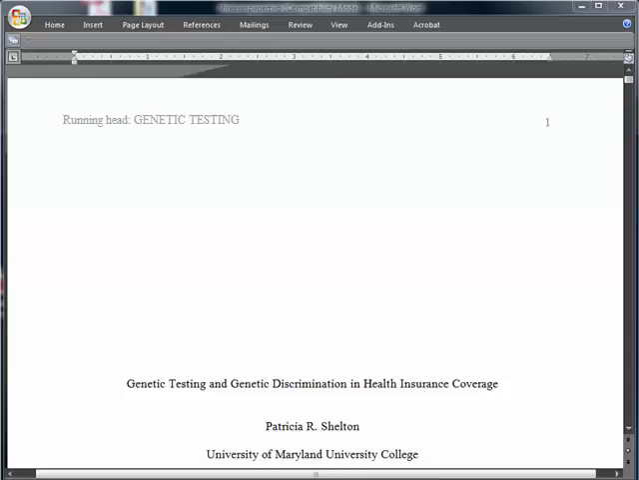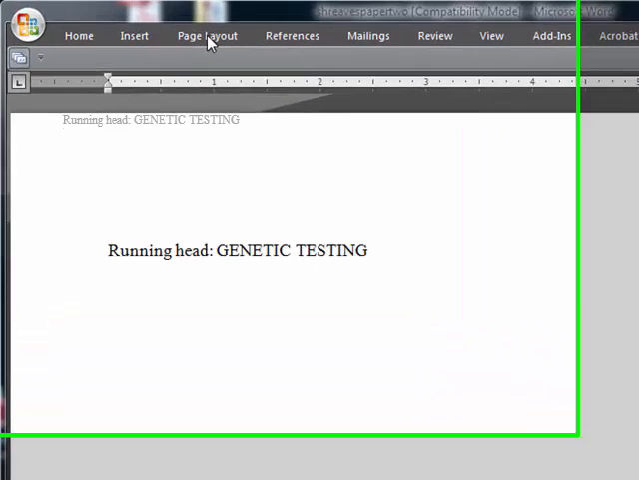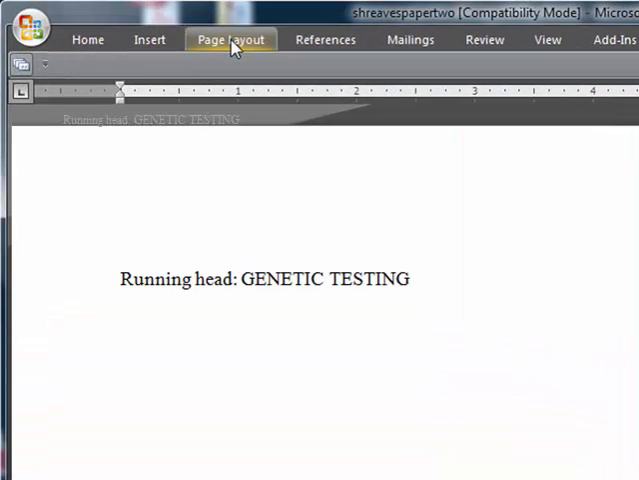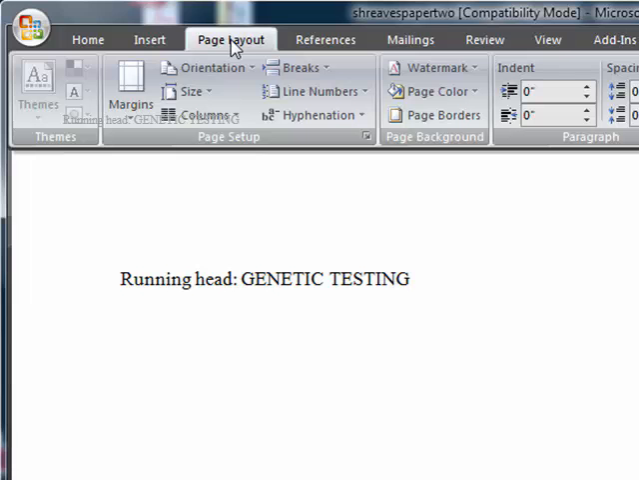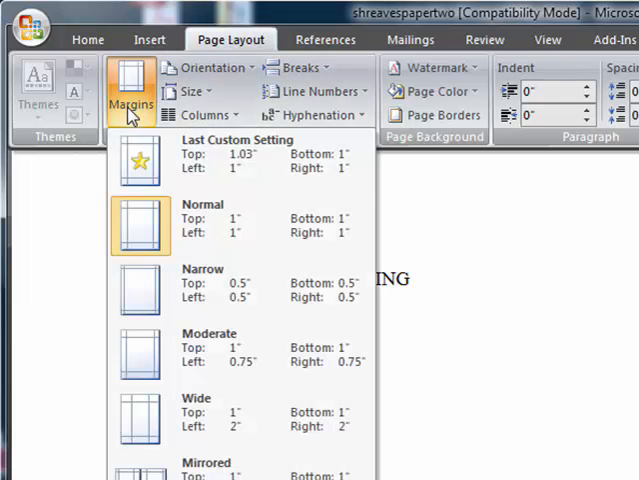Let's begin with the title page. And on the title page, let's first make sure that all of our page layout settings are correct. Click on the Page Layout tab in the ribbon, and then under Margins, click and pull down to Normal. And that places 1 inch of margins on all sides, top, bottom, left, and right. And that is the proper margin settings for APA documents.